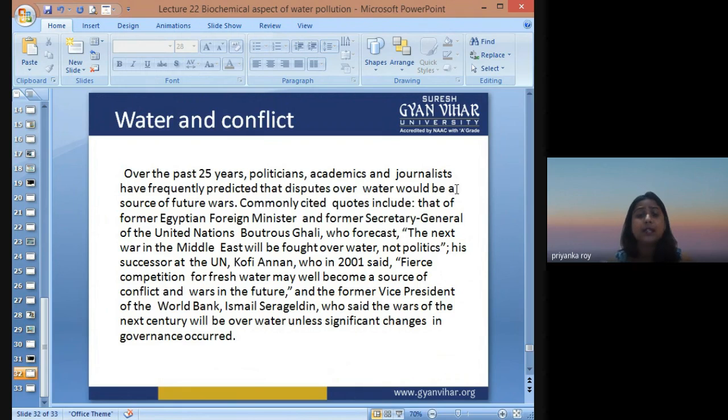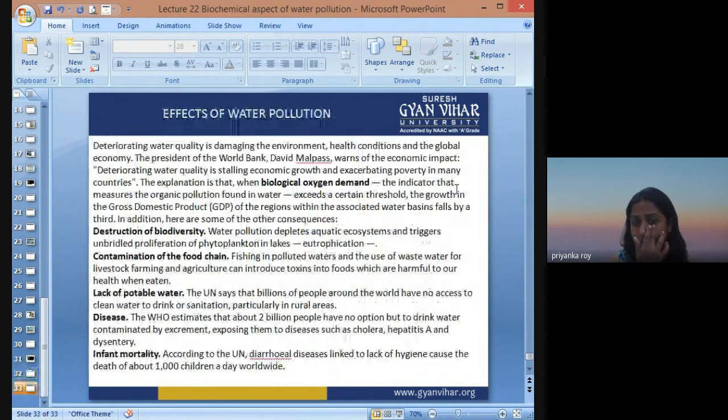Then there is water conflict. As we have a very limited source of fresh water on the surface, we also face water conflict and water sharing among countries, neighboring states and districts, which is a very constraining issue for a developing nation.